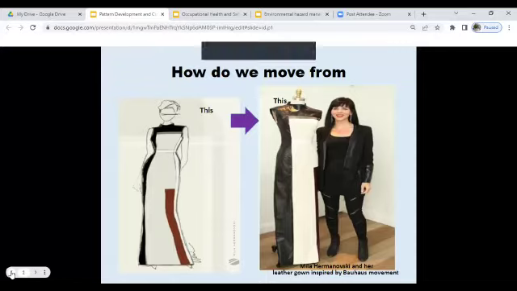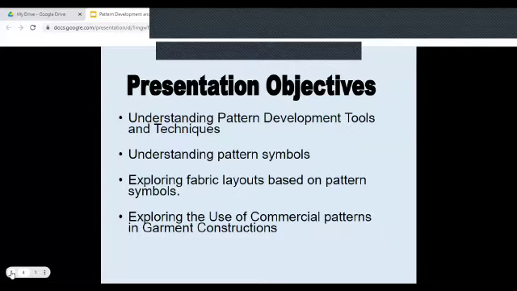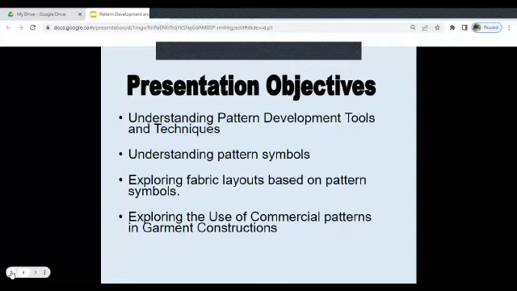Now, how can a designer move from a sketch to a garment? One of the ways is using a 3D flat pattern that was drafted using a computer, or drafting the flat pattern him or herself. So in this presentation, our objective is to understand pattern development tools and techniques, and understand pattern symbols. We are going to look at how we place our patterns on fabrics, pattern layouts, as well as look at commercial patterns briefly.